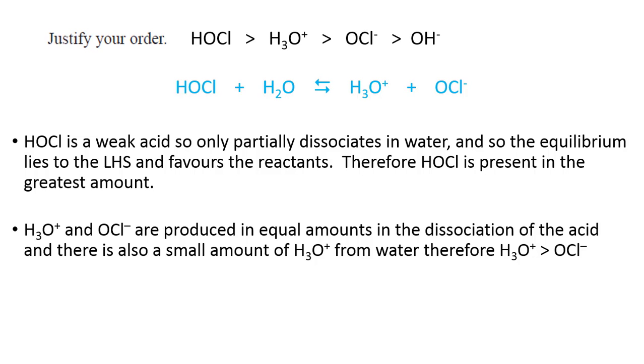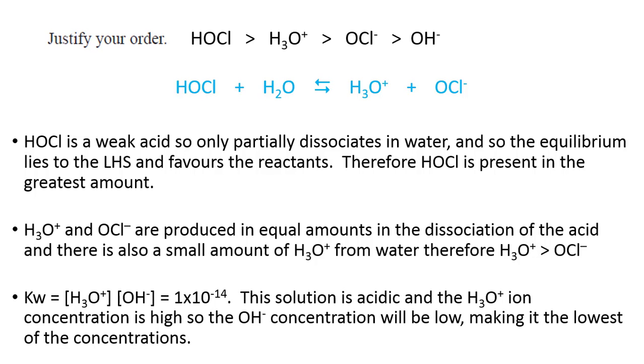The last point to make is where the hydroxide ions come into it. If you use the relationship with Kw, that makes it a little bit easier to explain this bit. Kw is equal to 1 times 10 to the negative 14, and it's always the hydronium and hydroxide ion concentrations that make that 1 times 10 to the negative 14. So this solution is acidic, which means that the H3O+ ion concentration is going to be high. If that's high, the OH- ion concentration is going to be low, making it the lowest of all the concentrations there. Now, when you're answering this, use those equations.